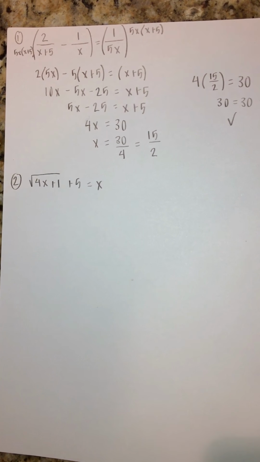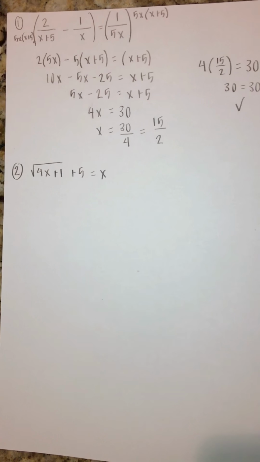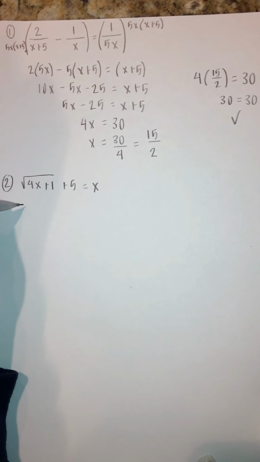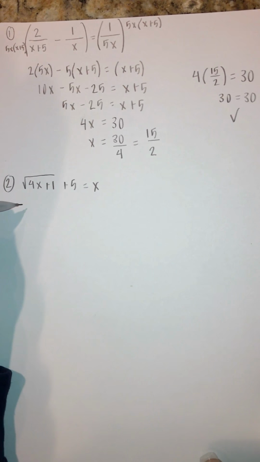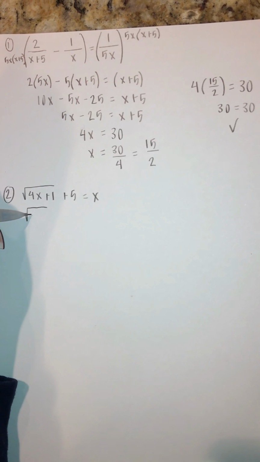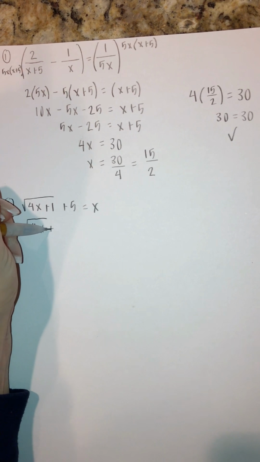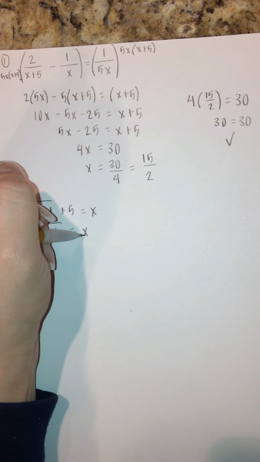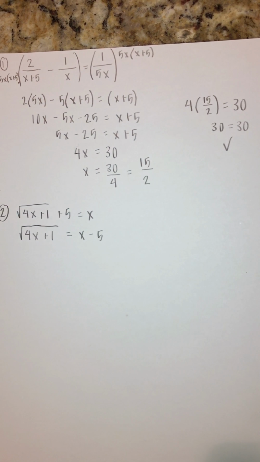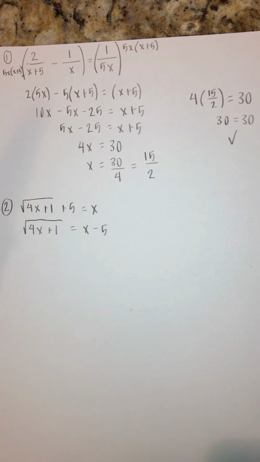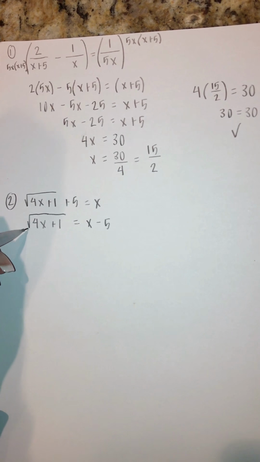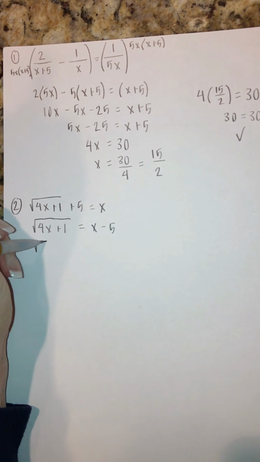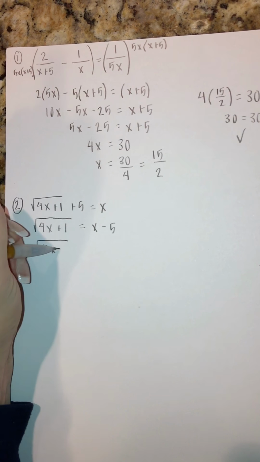Now for this problem, I decided to do a radical equation. So we're going to go ahead and do that. First, you have to isolate the radical expression. So you have to get this expression by itself. So you have to minus or move the 5 over to the right side. Then after that, you have to get rid of the radical expression part of the problem. So you have to square both sides.